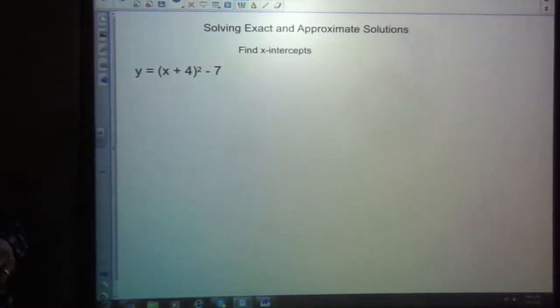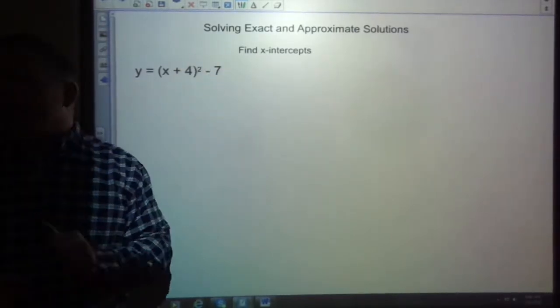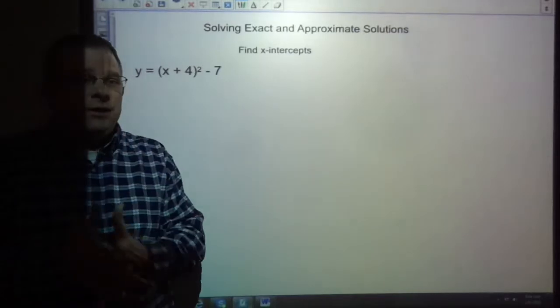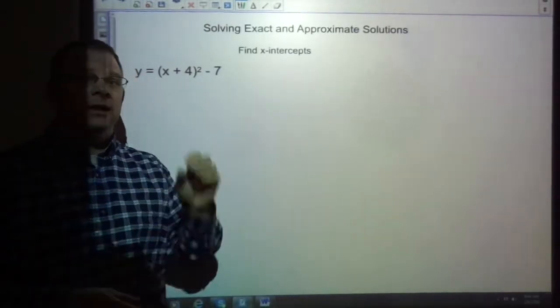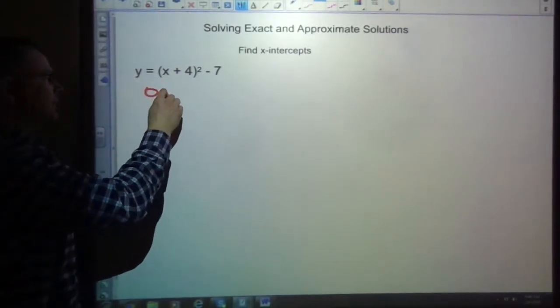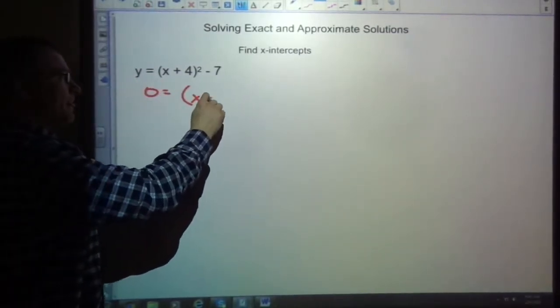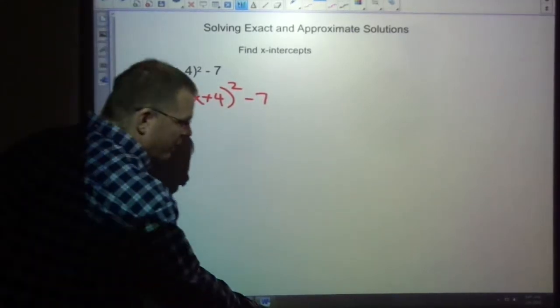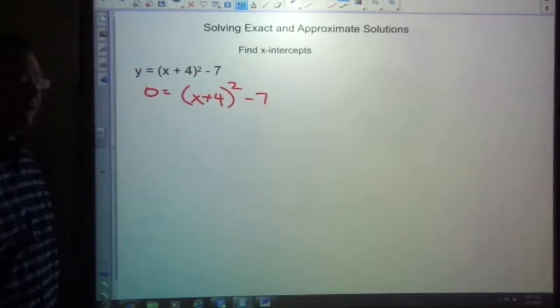So, something like this, when your directions are to find the x-intercepts, the first thing we have to think about is, to find the x-intercept, we want y to be 0. So the first thing I'm going to do is put 0 in for y. Okay? Now, I need to get x by itself.